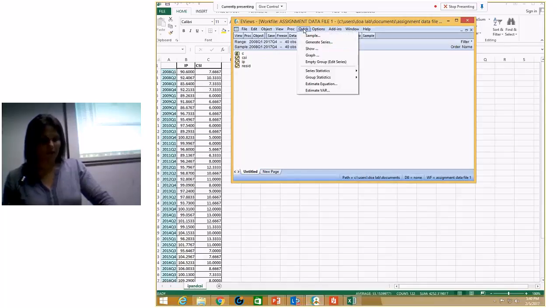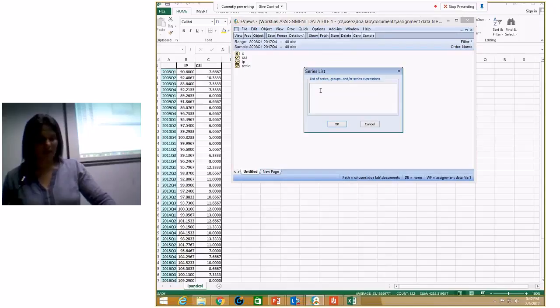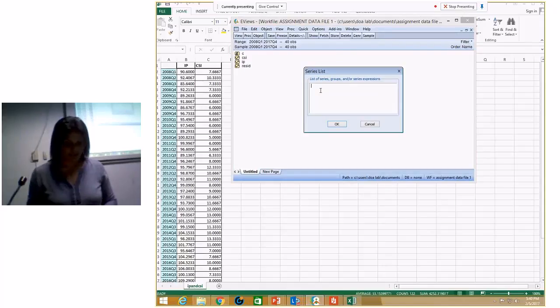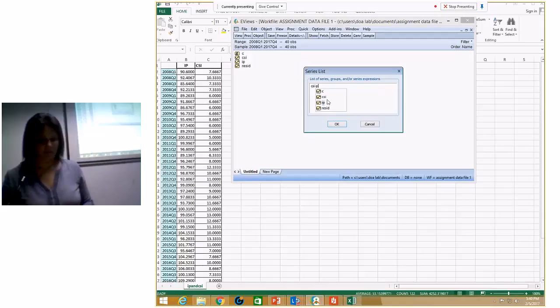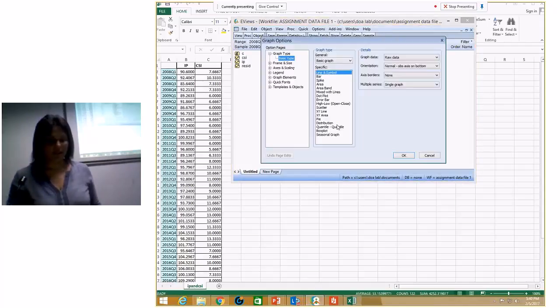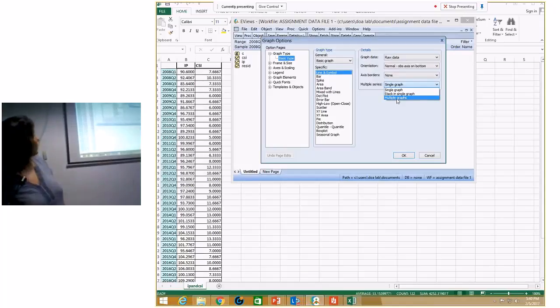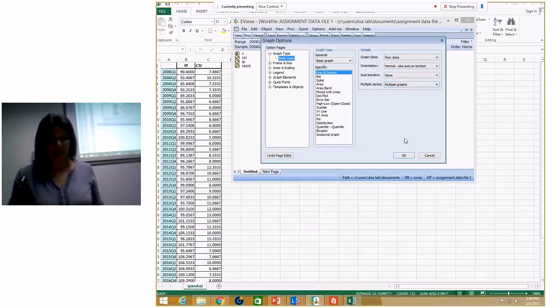No, go to the quick. Quick and graph. Quick graph. Then the variables are CSI and IP. Those are the variables. Then click OK. Then the graph type is basic line graph, and the line and symbol. Select multiple graph. From here, select multiple graph. Then click OK.